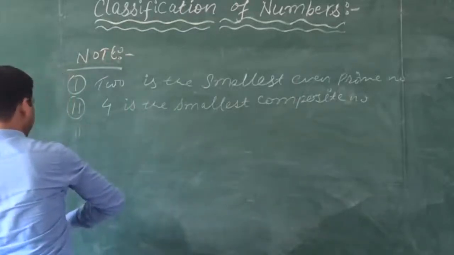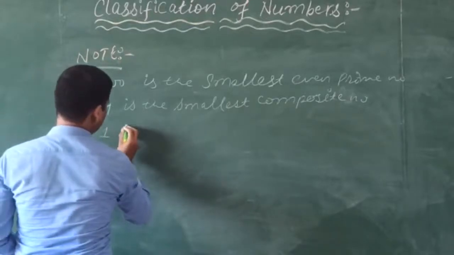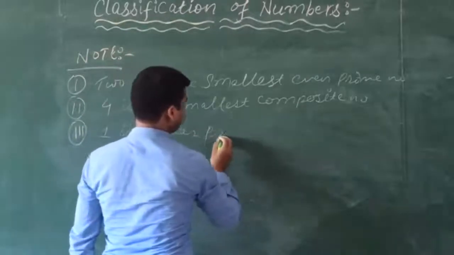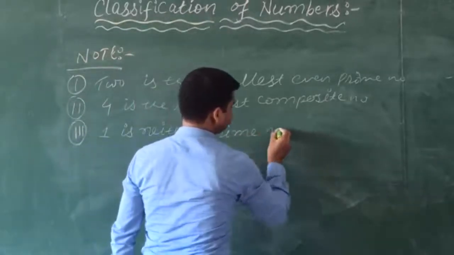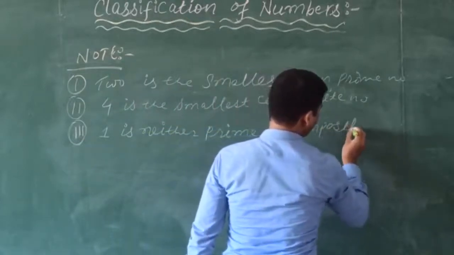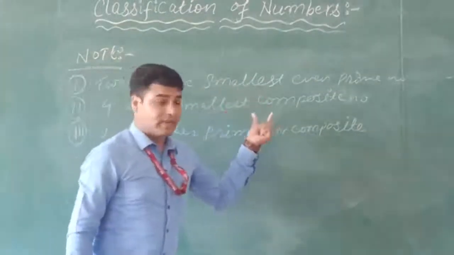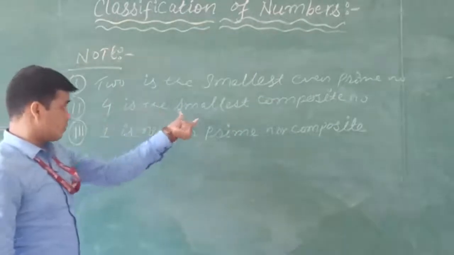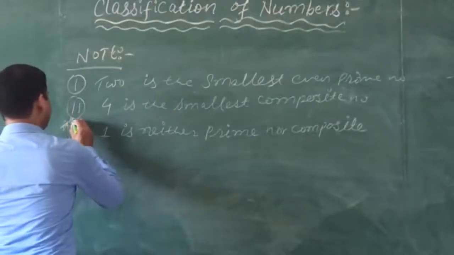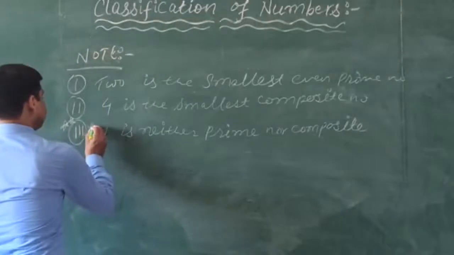The next point is important: 1 is neither prime nor composite. So see this note. 2 is the smallest even prime number, we have already discussed. 4 is the smallest composite number, and 1 is neither prime nor composite. This third point is very, very important, so you need to remember this.